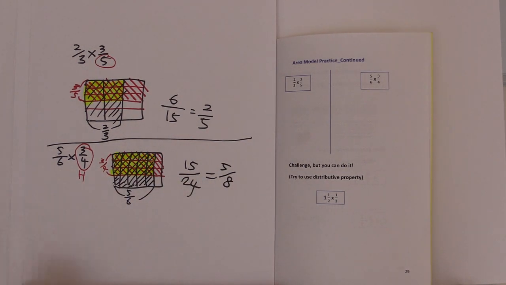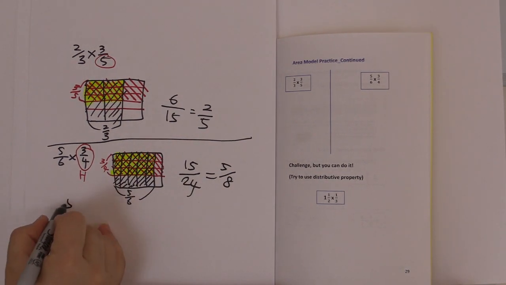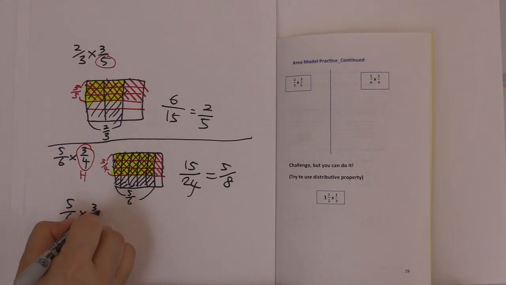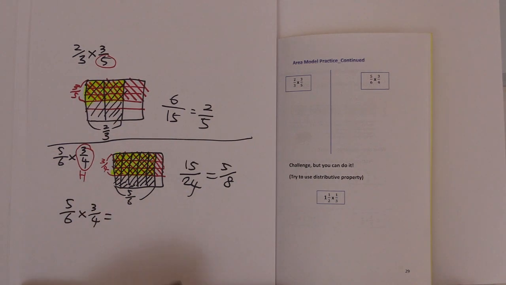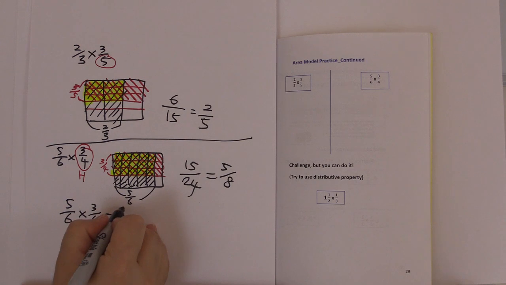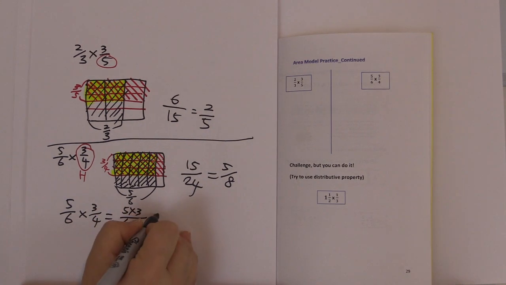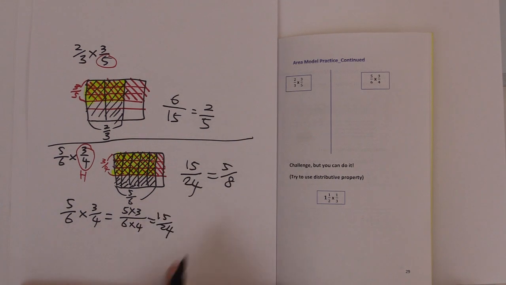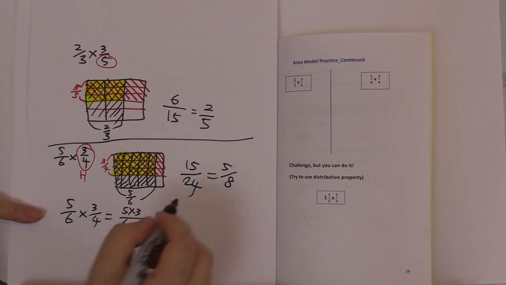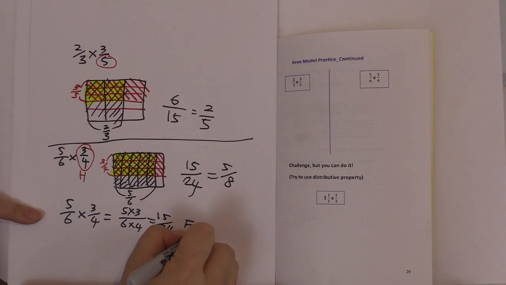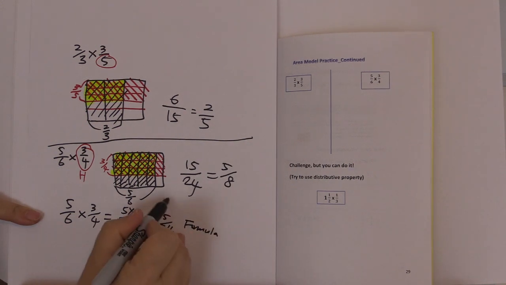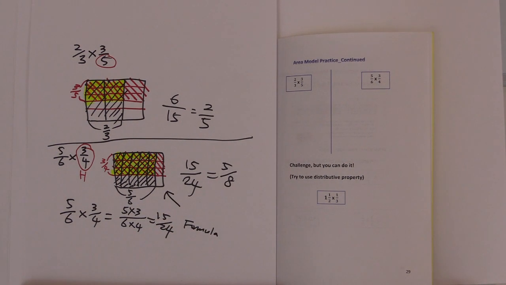So whenever you're working on a fraction problem, what do we do? We just multiply across, right? Just 5 times 3 over 6 times 4 is going to be 15 over 24. This is the formula, right? This is the formula. And this is why it works. This shows how we can see this visually. So this is the area model for fractions here.